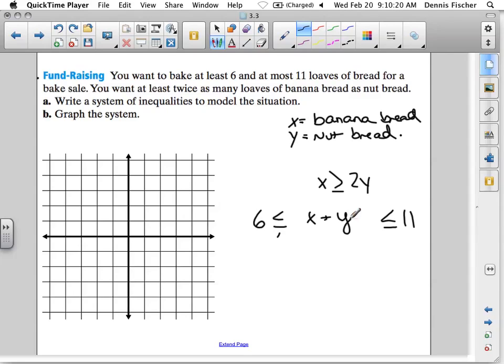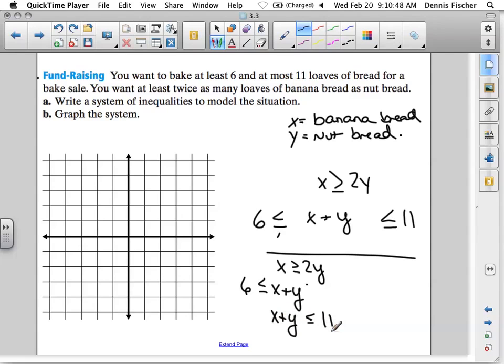Three. I have this equation here, right? So I'm just going to put them down here. If I want to write them out separately, I have x is greater than or equal to 2y, correct? I have x plus y greater than or equal to 6, right? And then I have x plus y is less than or equal to 11. So I have 3 equations.